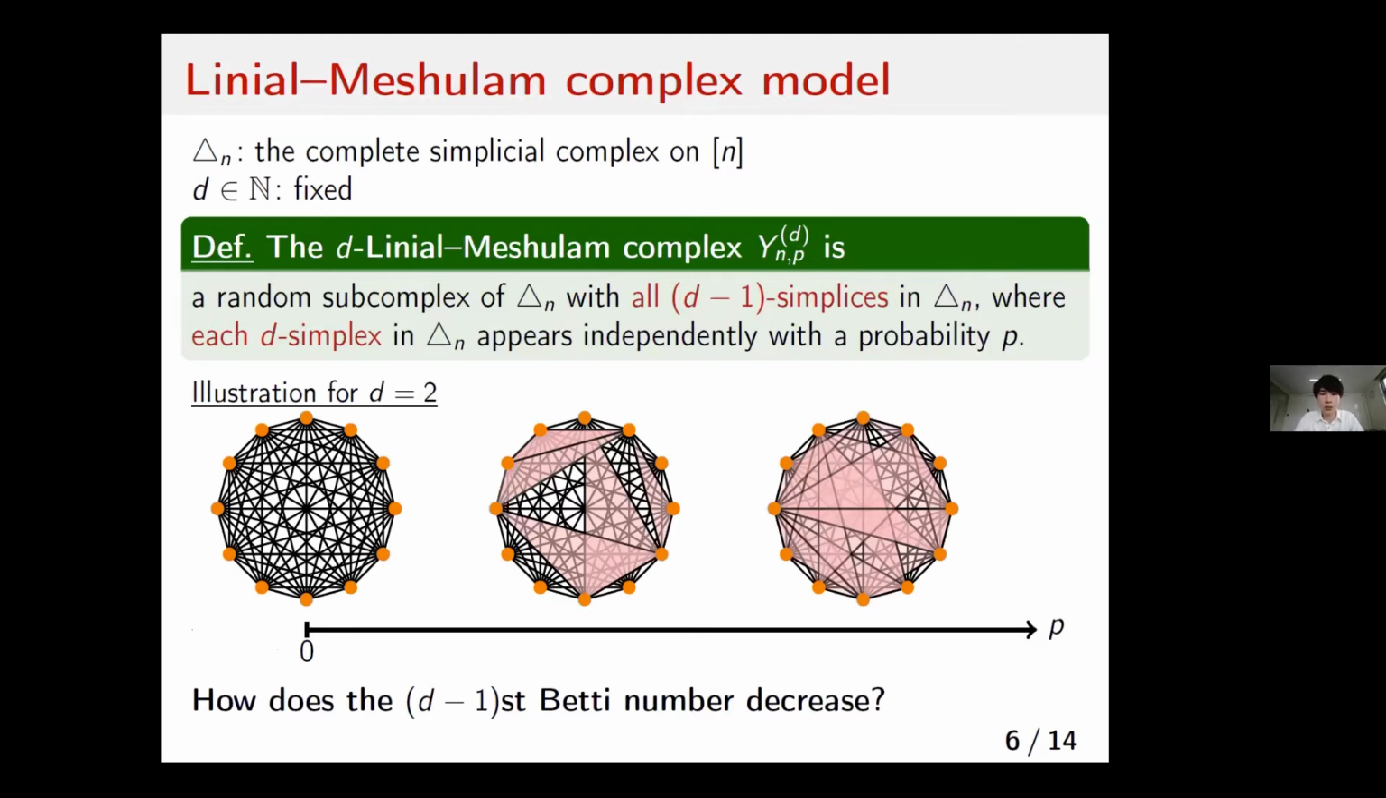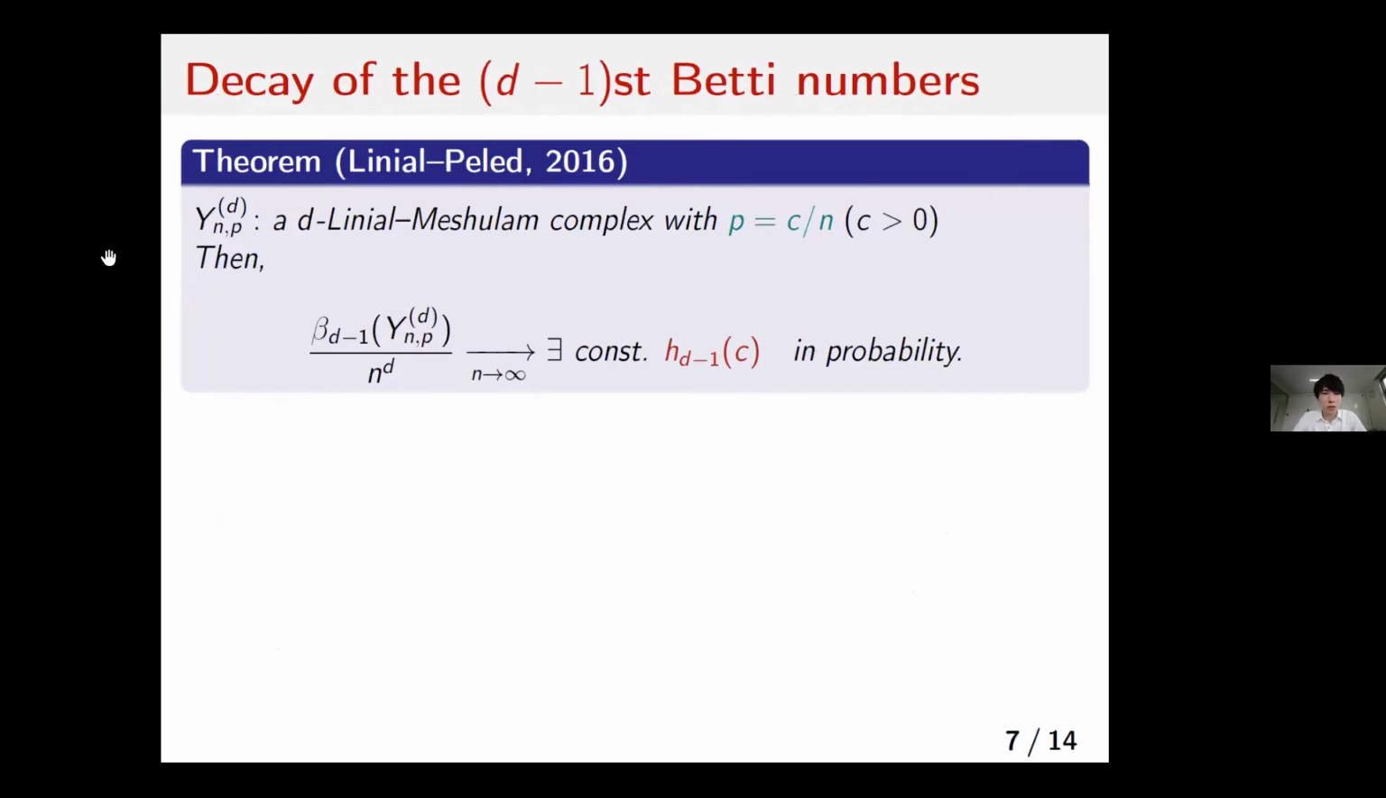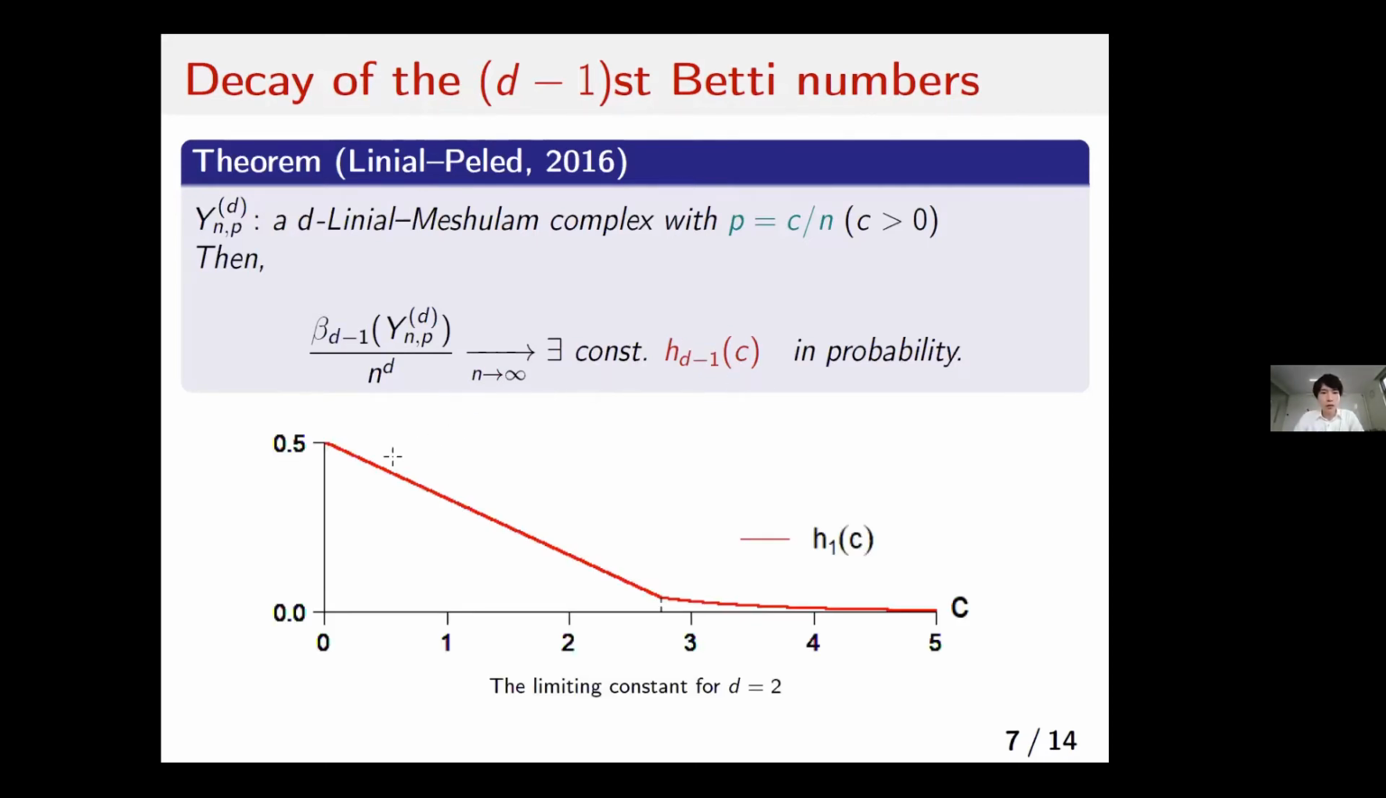Linial and Peled answered this question, and they showed the following. Let Y_d(n,p) be a linear Meshulam complex with p equal to c over n. Then the normalized (d-1)st Betti number converges to some constant depending on d and c in probability as n goes to infinity. As you can see from this graph, the limiting constant is monotonically decreasing with respect to c, which reflects that the Betti number of the linear Meshulam complex is monotonic.